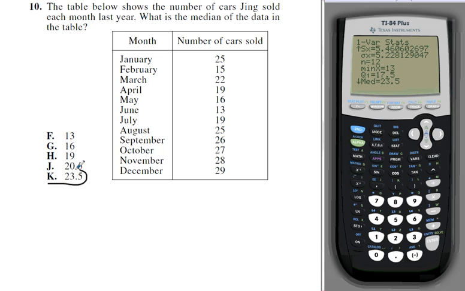Now, if you didn't do it that way, you would have to organize all these in order from least to greatest and then find the middle number. So definitely using the calculator will speed that up and let you get that question done in under a minute, type deal.